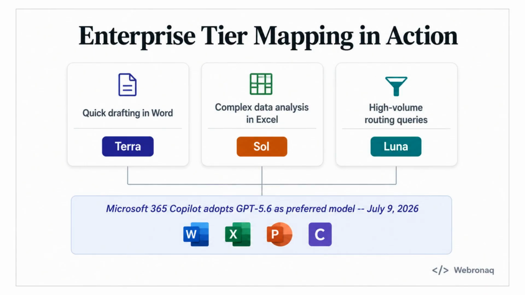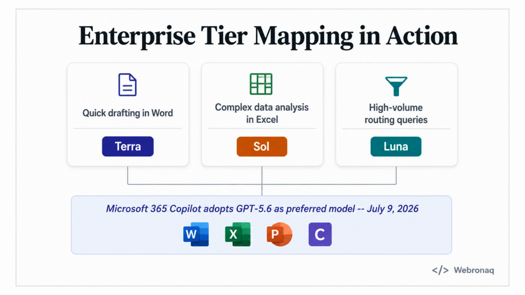You can see exactly this kind of tier mapping play out in the real world. On July 9, 2026, the same day GPT 5.6 went public, OpenAI announced that GPT 5.6 would become the preferred model powering Microsoft 365 Copilot across Word, Excel, PowerPoint, Chat, and Cowork. Microsoft and OpenAI partnered to optimize GPT 5.6 specifically for knowledge work across those apps. Now here is the interesting part.